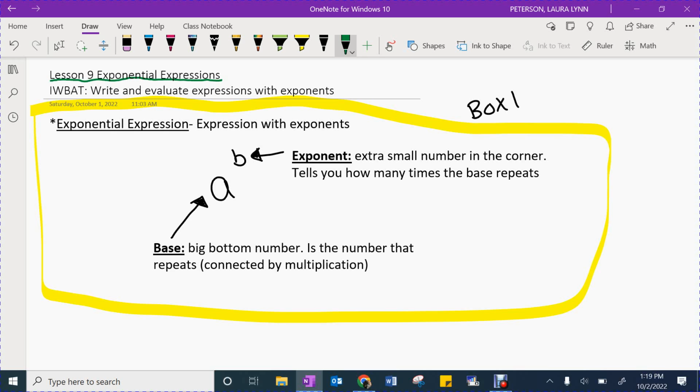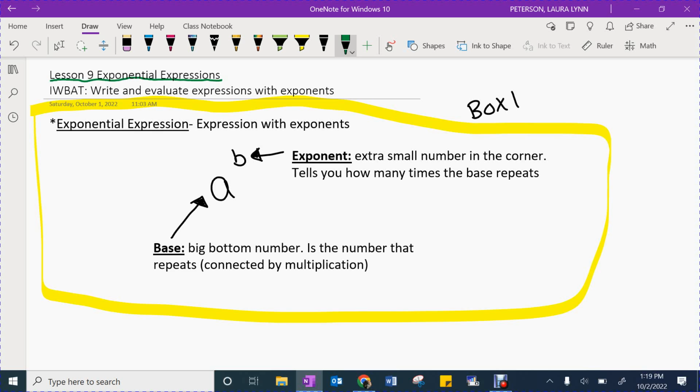So an exponential expression will look something like this. It says A, and then we read this as A to the B power. Now, A and B are numbers. This is just being very general for math. A is what is called the base. I like to remember it as the big bottom number. And it's the number that repeats.